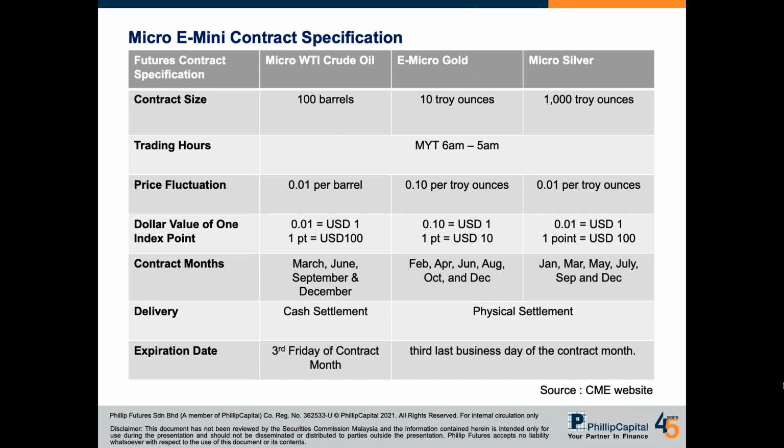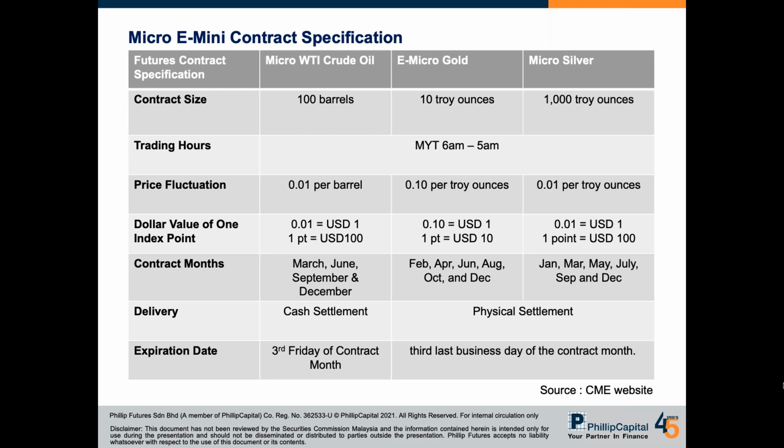Now we will go on to crude oil and the metals: crude oil, gold, and silver. The contract sizes will be different as well. Crude oil will be 100 barrels, micro gold will be 10 troy ounces, and silver will be 1,000 troy ounces. The trading hours will be the same, 6 a.m. to 5 a.m., almost 24 hours. The price fluctuation will also be different, and the same goes for the dollar value of one index point.